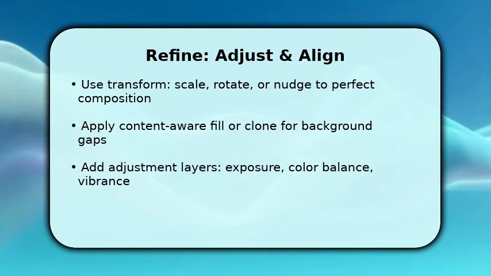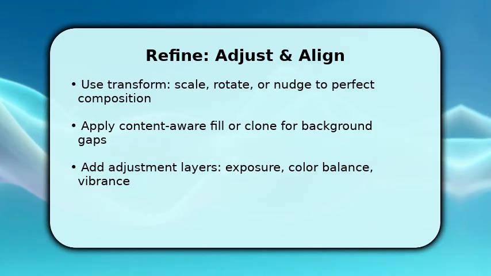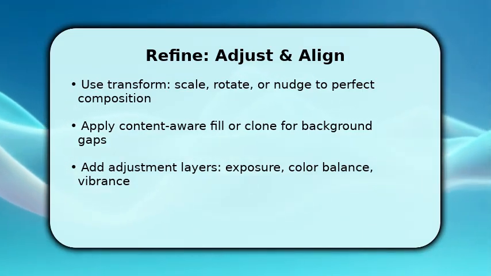Next, refine the circular crop by transforming the layer and aligning the subject precisely. Use keyboard nudges for pixel-level placement. If the circle cuts through background details, patch with content-aware fill or clone stamp to preserve context.